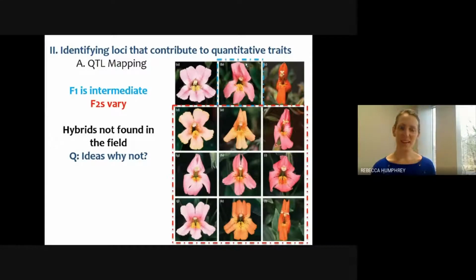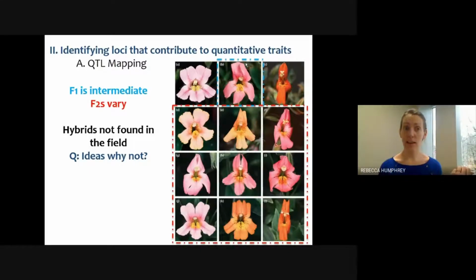Right, I already said this, hybrids are not found in the field. Why not? What about these flowers might lead there to be little opportunity for hybridization? You're thinking. Maybe the traits have something to do with pollinator attraction, and the type of pollinator that's attracted to a Mimulus lewisii flower is not going to go to a Mimulus cardinalis flower and vice versa. So there's no opportunity for hybridization. So it's not that the flowers are thinking about not hybridizing or trying to not make hybrids.